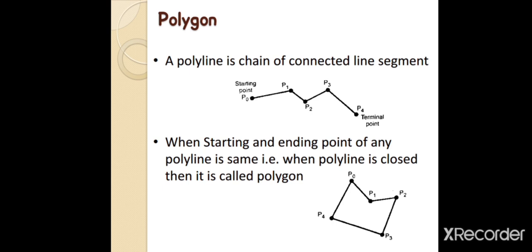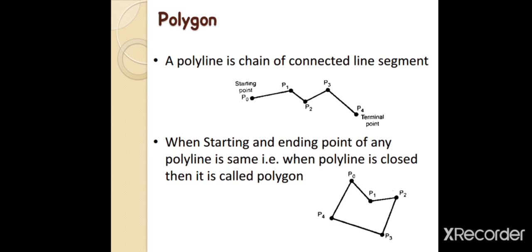Next, before polygon, we can talk about the polyline. What is a polyline? It is a chain of connected line segments. Example, this is our polyline. Why do we call it a polyline? Because it is a chain of connected line segments. Let us consider P0 to P1 the first line segment, P1 to P2 the second, P2 to P3 the third, and P3 to P4 the fourth line segment. So 4 line segments are connected to each other. That's why it is called a polyline.